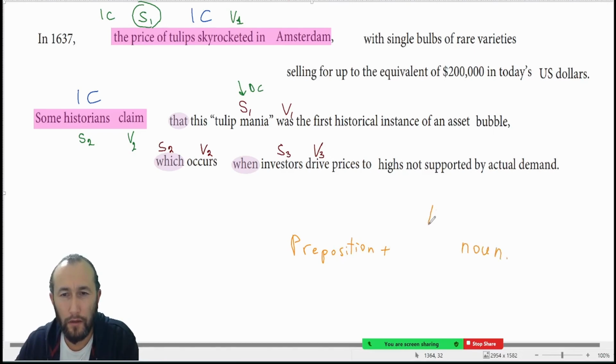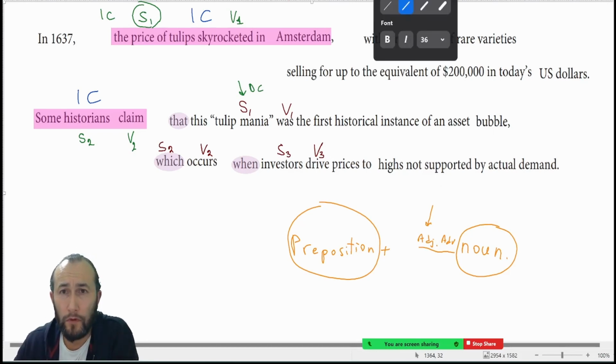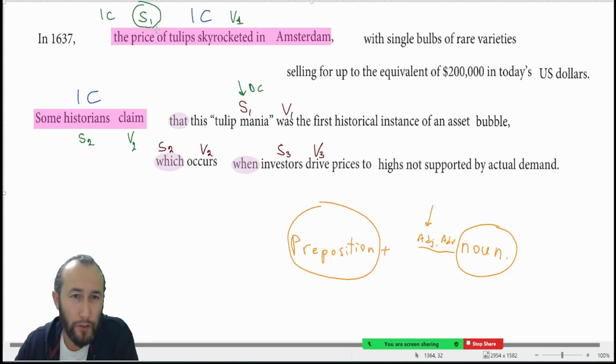So here you might have adjectives, or you might have adverbs if you want. I mean, they can come, but as long as it starts with a preposition and ends with a noun, we call them a prepositional phrase. Okay, so we're going to identify them. So the first one is here, of tulips. You see, of tulips.